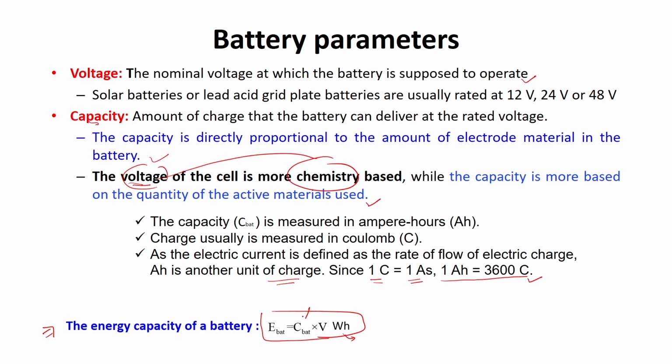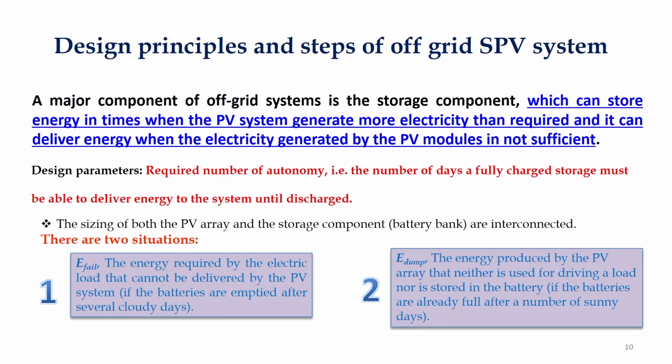So, we must know the capacity of the battery and then the voltage. Then we can find out the energy capacity of the battery. Fine. So, with this background, we can now move forward to the design of the PV system. When we talk about design principles, we need to consider many things and follow some appropriate steps while designing the off-grid PV system.